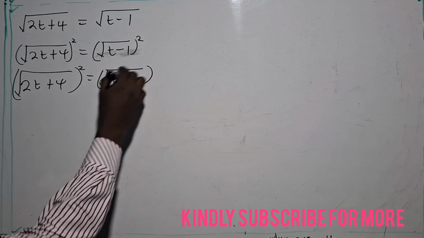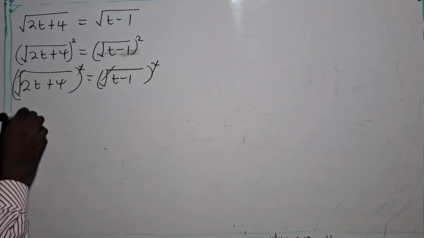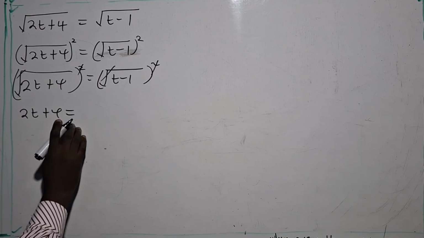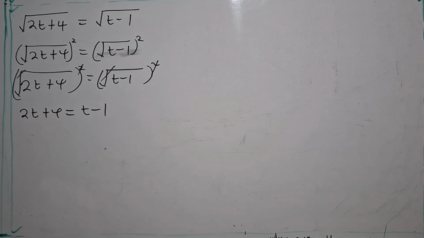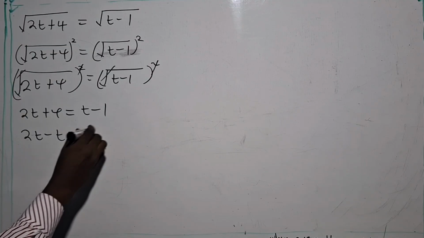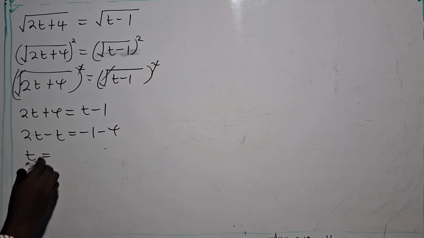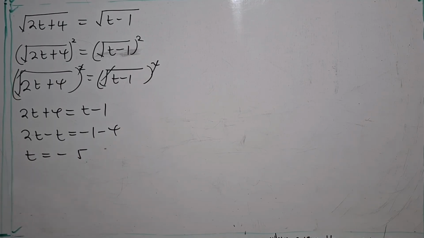So squaring both sides here. This cancels, this cancels this. So we need to take our time. Then have t minus 1. I don't want to jump steps so that you won't be confused on how I obtain certain answers. So simple linear equation. So t minus t, negative 1 minus 4. So 2t minus 1 to give us t is equal to negative 5. So we have gotten t as negative 5.